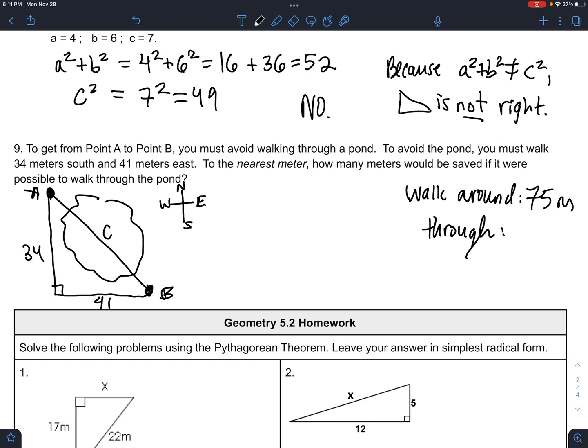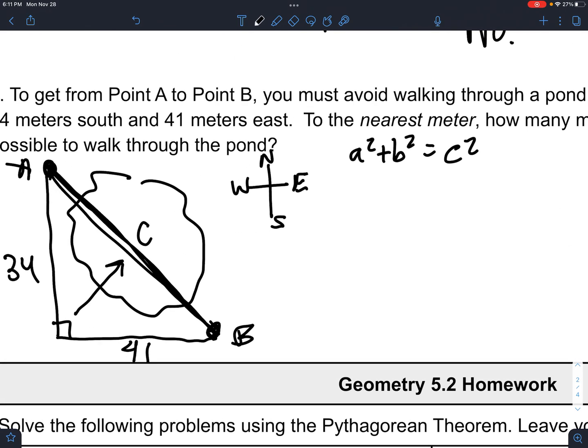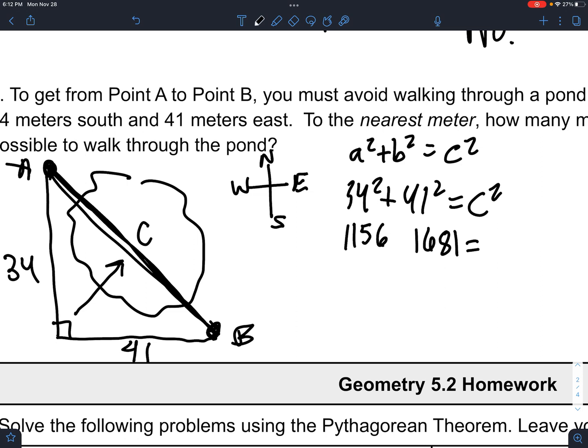Well, this is a C value because it's the hypotenuse, right? It's the longest side and it's across from the right angle. So we could set up a squared plus b squared equals c squared, which would be 34 squared plus 41 squared is c squared. And it turns out that this is going to be these very large numbers that we should use a calculator for. If we add them up, we get this.